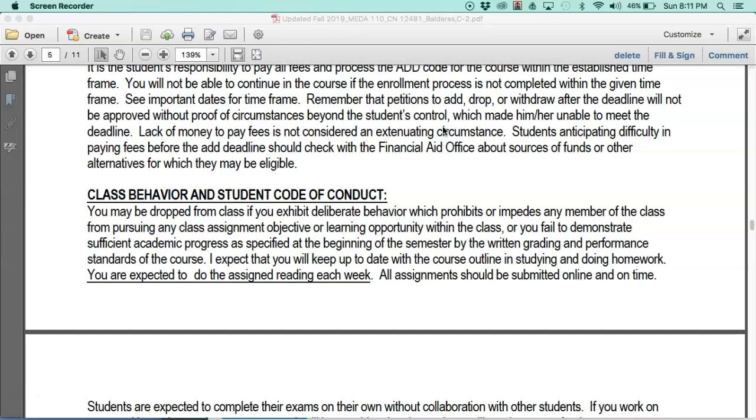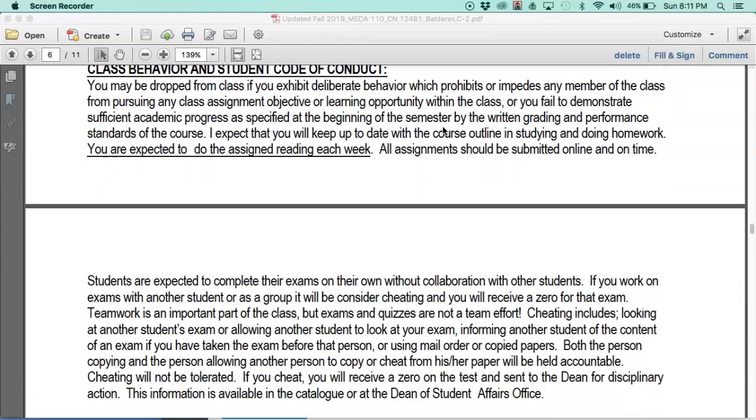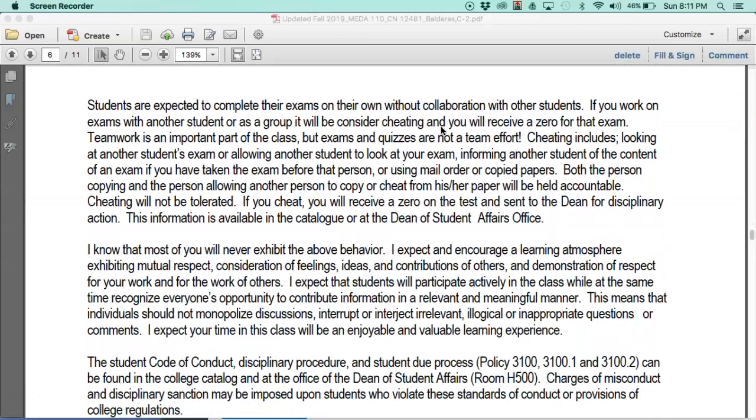We'll work with them to help you stay in the course until that comes. Okay. Class behavior, student code of conduct. Everybody just needs to behave appropriately. Do all your work at the assigned time.